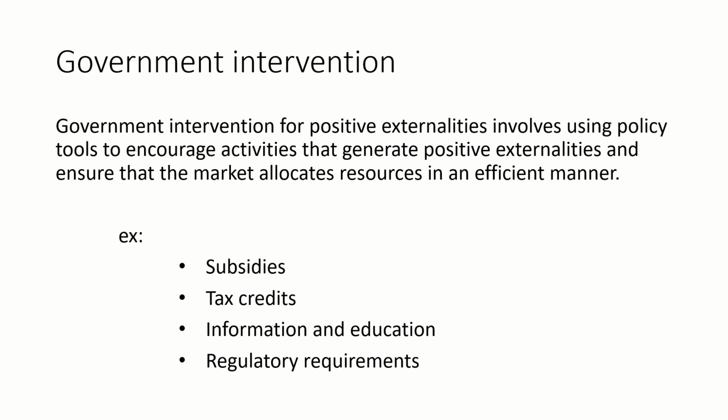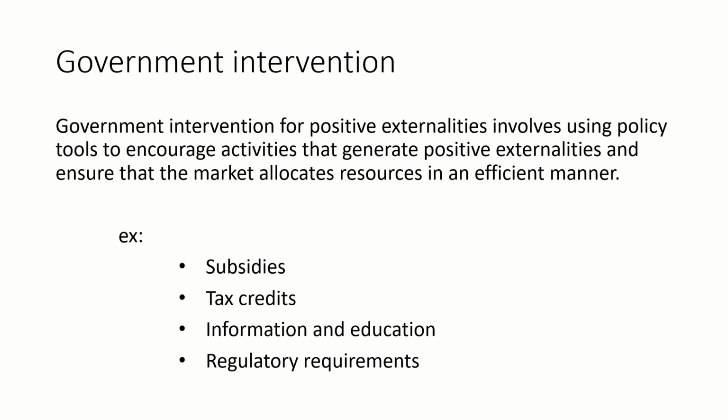Government intervention. Government intervention for positive externalities involves using policy tools to encourage activities that generate positive externalities and ensure that the market allocates resources in an efficient manner. Subsidies. Governments can provide subsidies to firms or individuals that engage in activities that generate positive externalities. For example, the government might provide subsidies to firms that invest in research and development or households that install renewable energy systems.